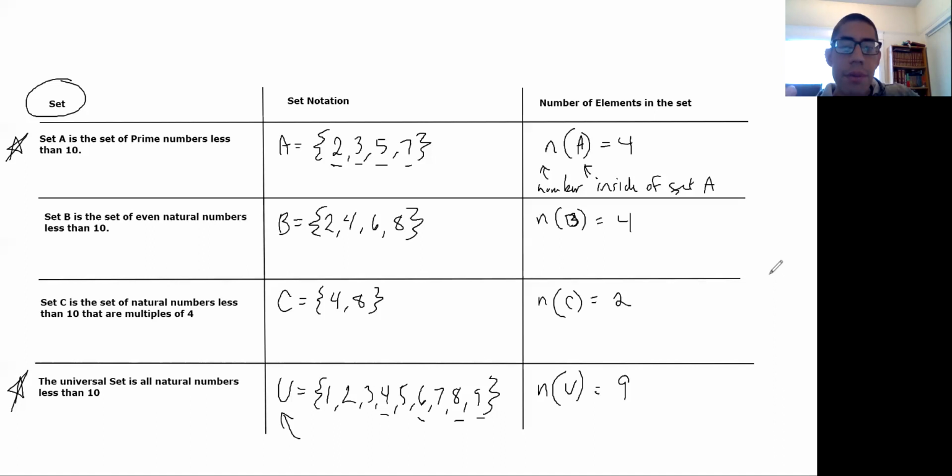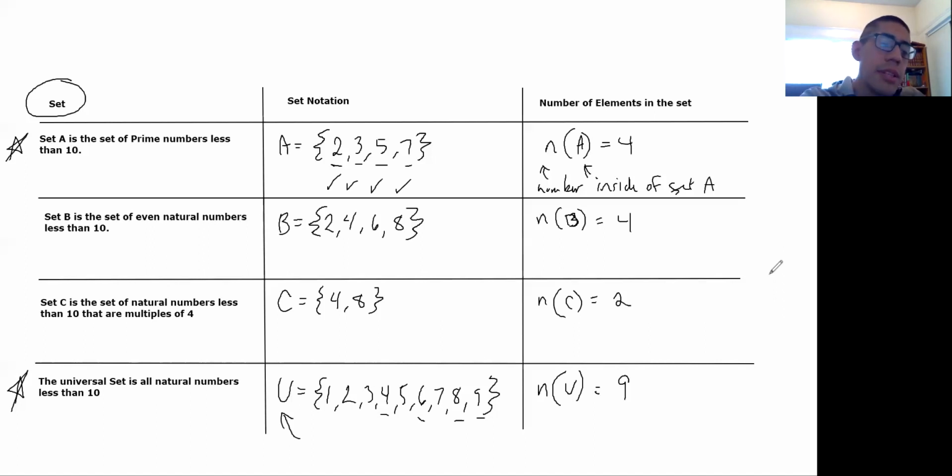This idea of number of elements, remember I said that elements, we're just going to refer to them as numbers? Well, that's what I'm doing here. I have n, which is the number, and of set A. How many numbers are inside of set A? Well, I counted, right? 1, 2, 3, 4. According to me, there's 4 numbers inside of set A. And that's all that means. That n and the A inside, all it means is the number of numbers inside of set A.